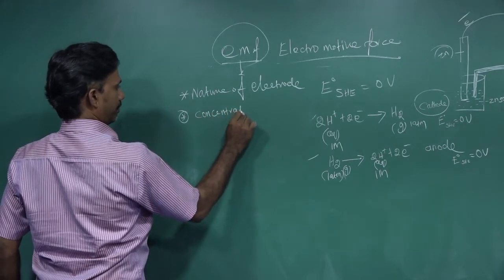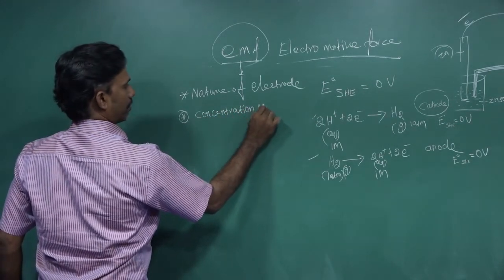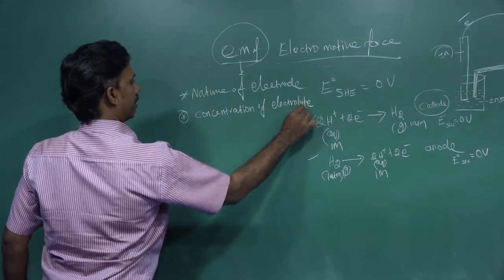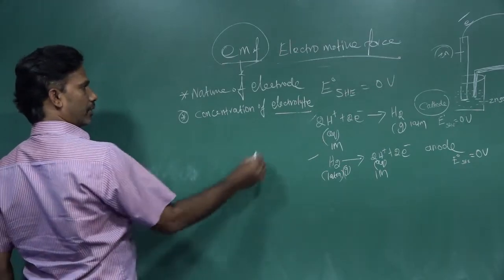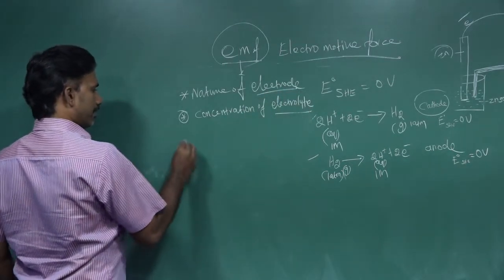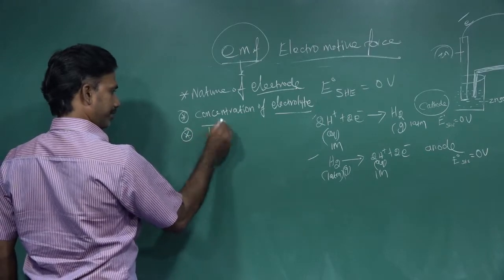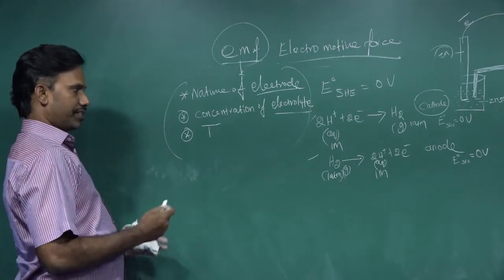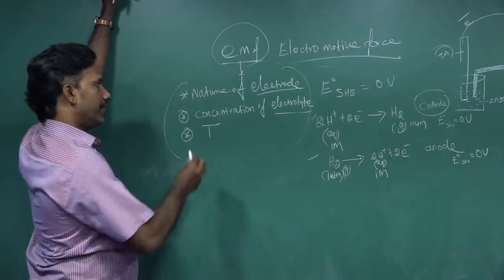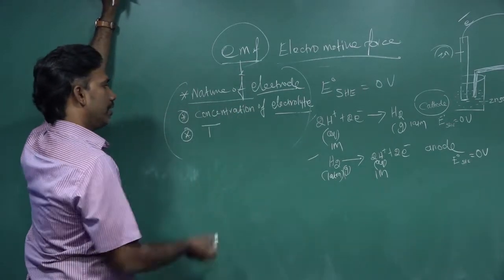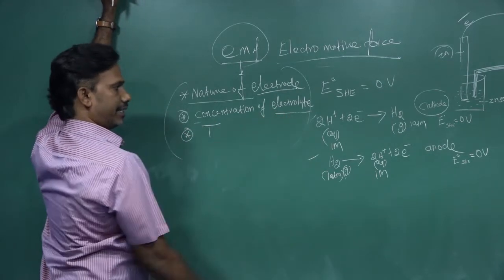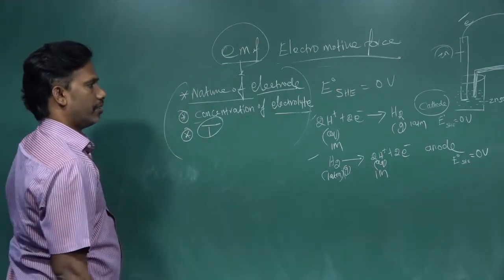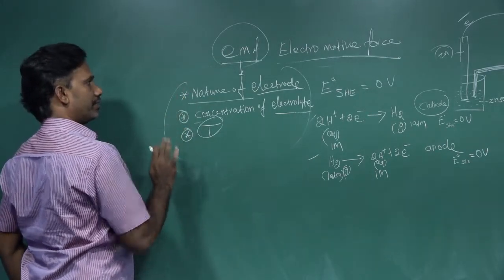Concentration of electrolyte, that is solution, liquid conductor, electrode, then the temperature. So these are the factors which influence or affect the EMF. We need to consider the nature of the electrode and the concentration of the electrolyte, that is the solution. Then the temperature, at which temperature it is operating. These are the factors which affect the electrode.